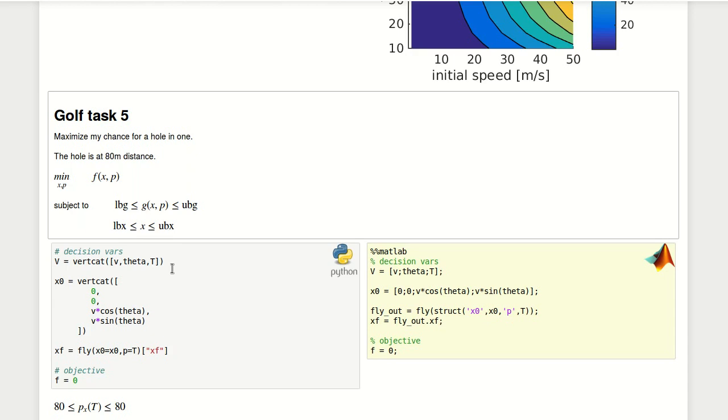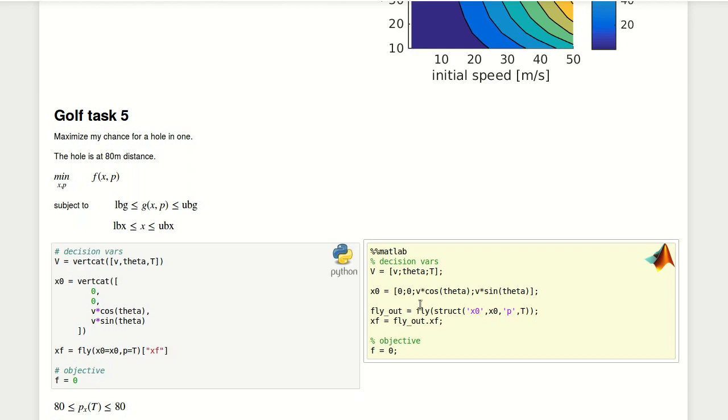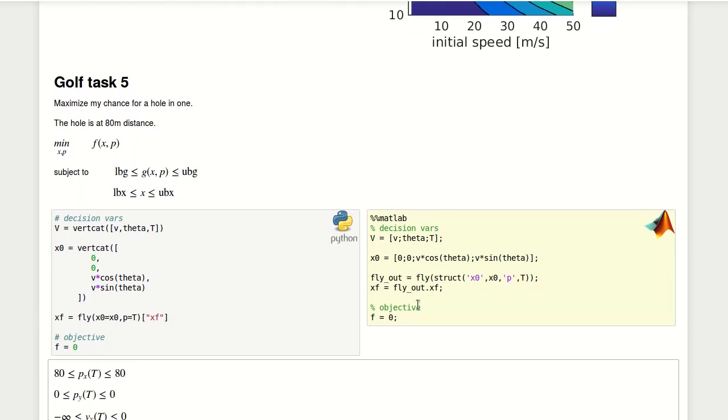The vector of decision variables is just velocity, angle, and shooting time. And we again do the integration function. We call the integration function symbolically to get an end state. There is not really an objective, so we set it to 0.